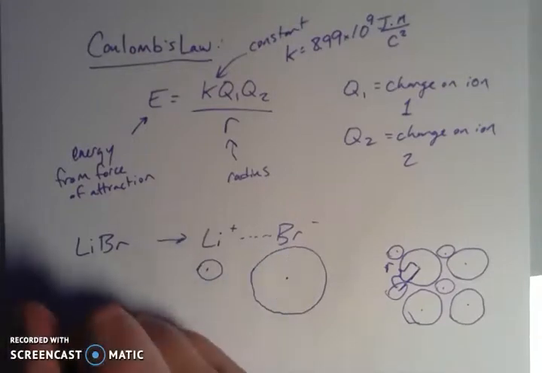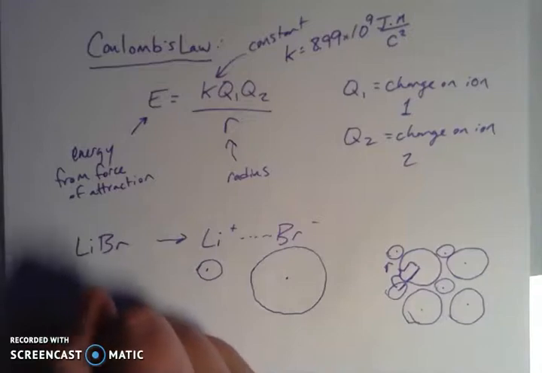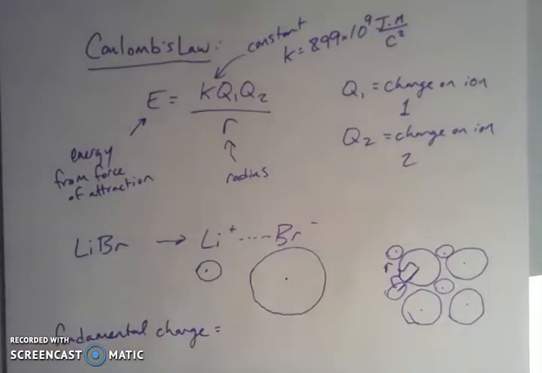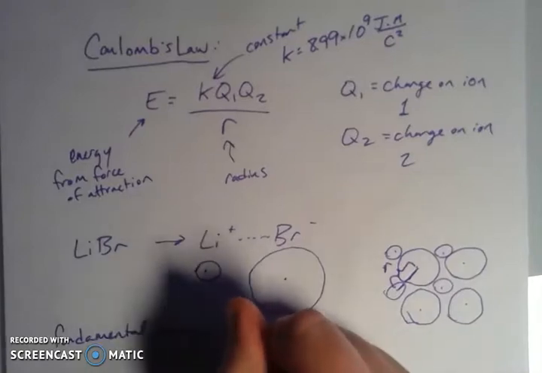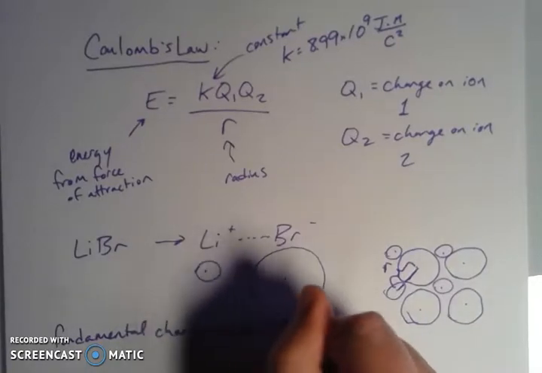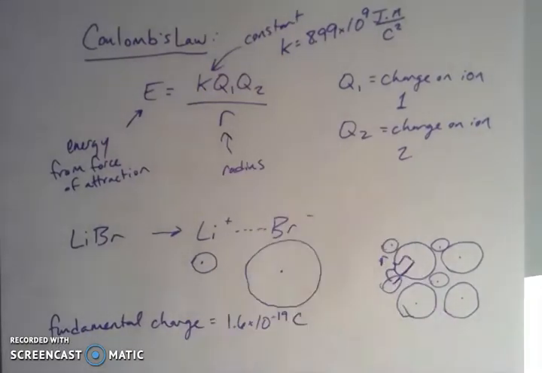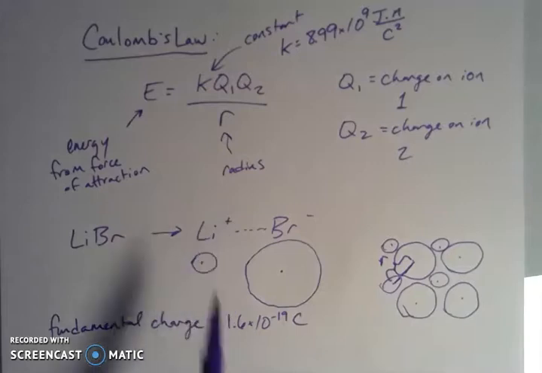So an important thing is that the fundamental charge, which is the charge on an electron, is 1.6 times 10 to the negative 19 coulombs. And so when you're thinking about ions, these Q's are going to be the number of the charge times this fundamental charge. And we can work another example in future videos.